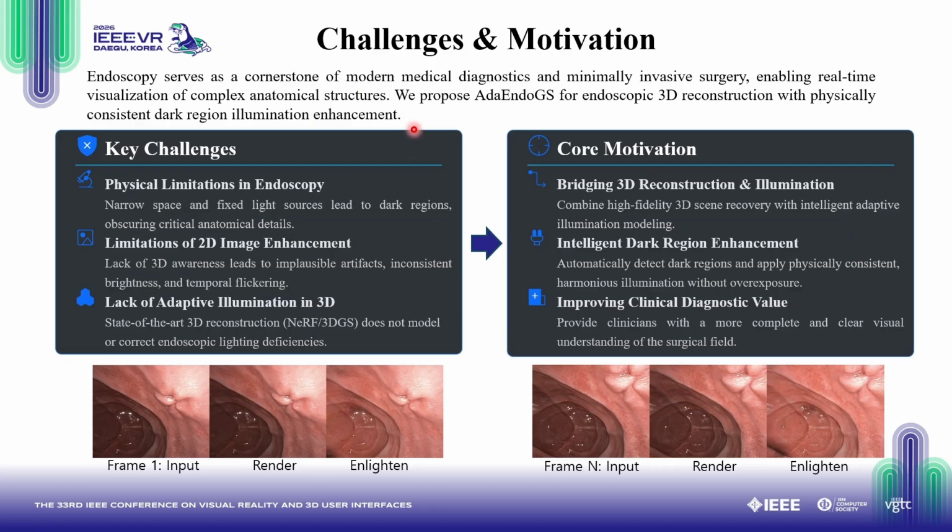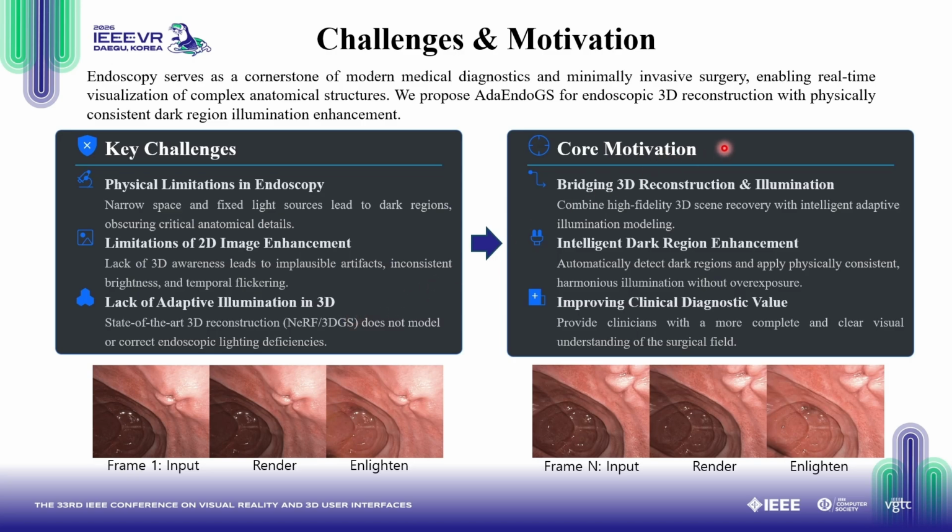Endoscopy is vital for medical diagnosis and minimally invasive surgery, yet it faces 3 critical issues. First, physical observation limitations of endoscopy: narrow spaces and fixed light sources lead to dark regions that hide key anatomical details. Second, 2D illumination enhancement methods lack 3D awareness, leading to unrealistic artifacts and unstable brightness in rendering. Third, state-of-the-art 3D reconstruction methods like NeRF and 3DGS only focus on scene recovery. They don't model or improve endoscopic lighting problems.